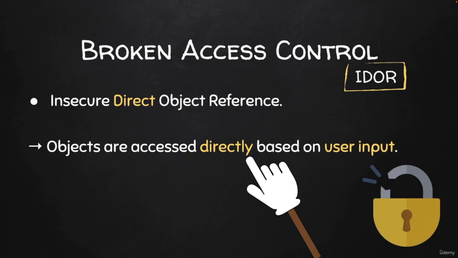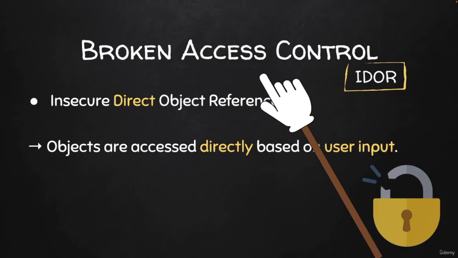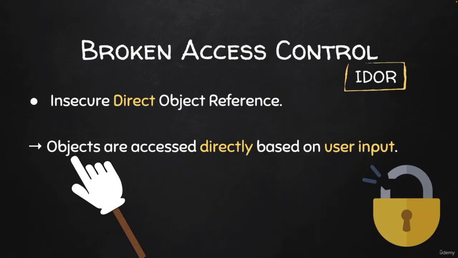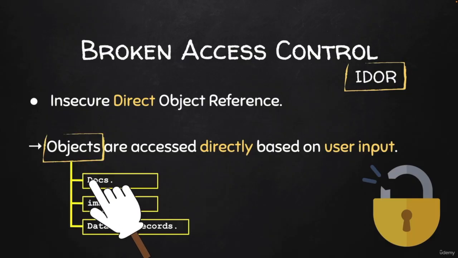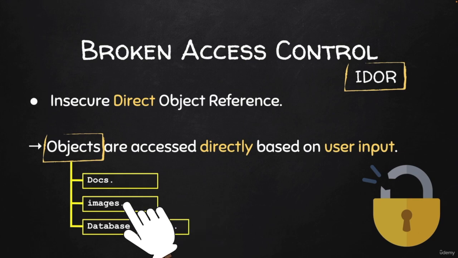And because we are able to see and possibly modify data that does not belong to us, IDORs fall under broken access control, because that is the definition of broken access control vulnerabilities. We use the word object in here to refer to any type of data. For example, it could be files that belong to another user. It could be images that belong to another user. Now, obviously, we're talking about private images.